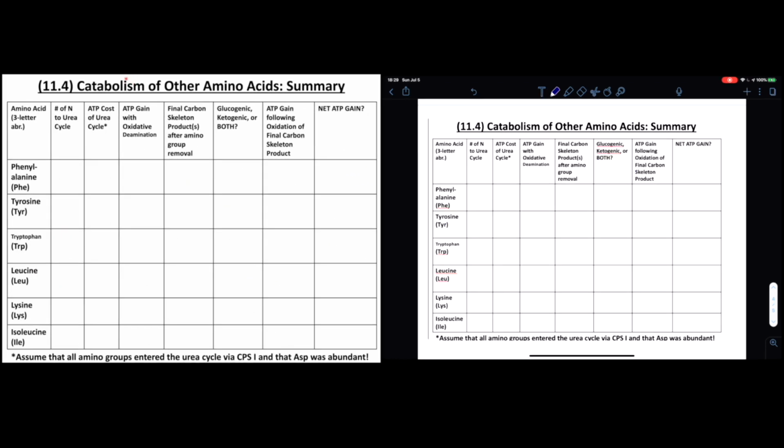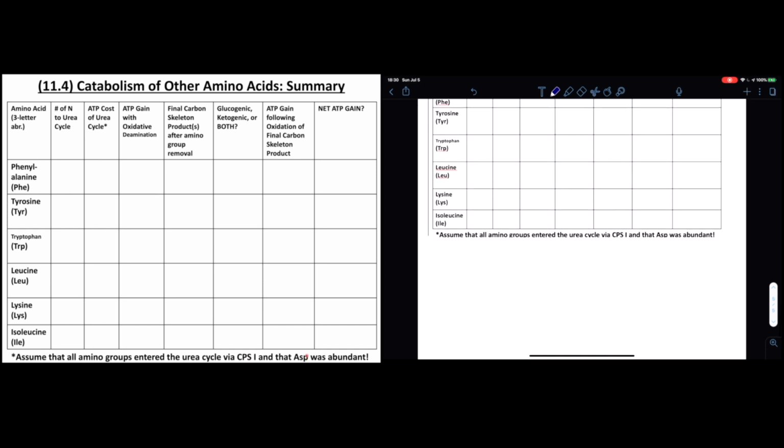Okay, this is section 11.4 on the catabolism of other amino acids, and this is the summary table. So once again, we're just going to fill this out as we go along and put in the numbers to calculate the ATP gain when we catabolize these amino acids in the body. I want you to keep in mind again this little asterisk statement saying that all amino acids enter the urea cycle through CPS1 and that aspartate is abundant, okay?